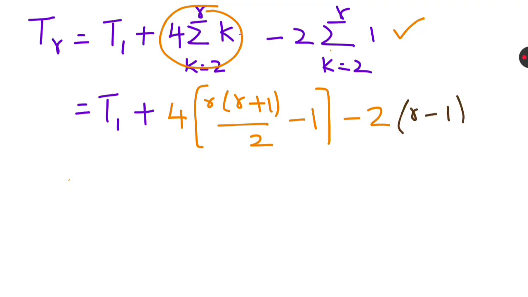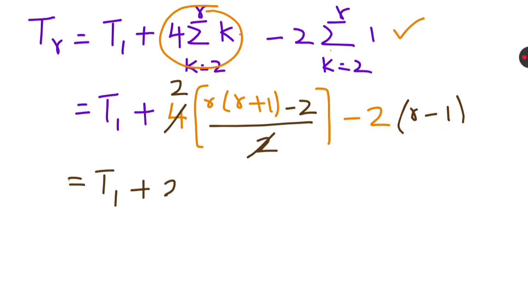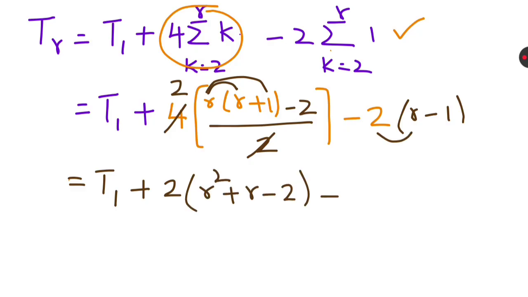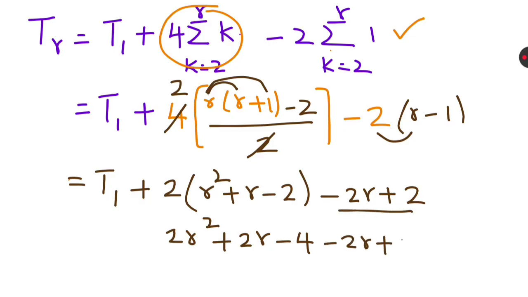Just simplify this. Here we have r into r plus 1 over 2 minus 1. If you take the LCM, over 2, then minus 2, so the 2 and the 2 get cancelled. So we are left with t1 plus 2 times r squared plus r minus 2, minus 2r plus 2. Here 2r squared plus 2r minus 4, and here we have minus 2r plus 2. Minus 4 plus 2 gives minus 2, and at the start we have t1.